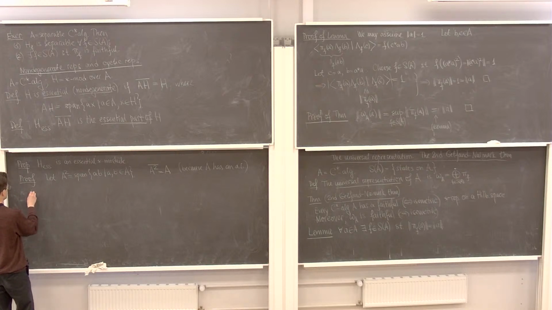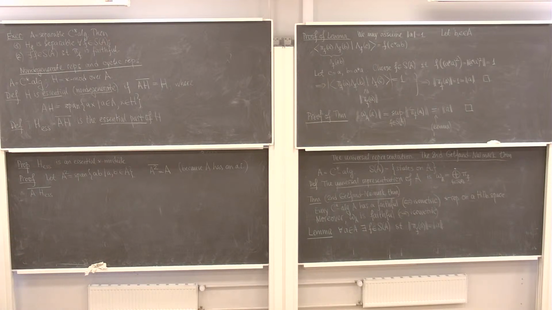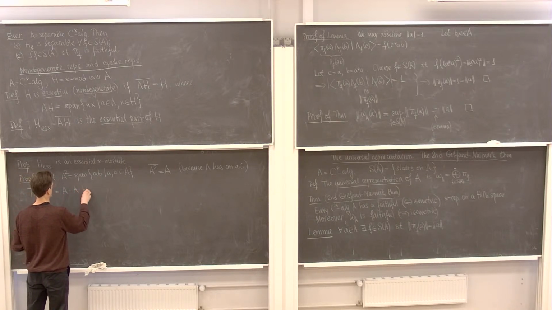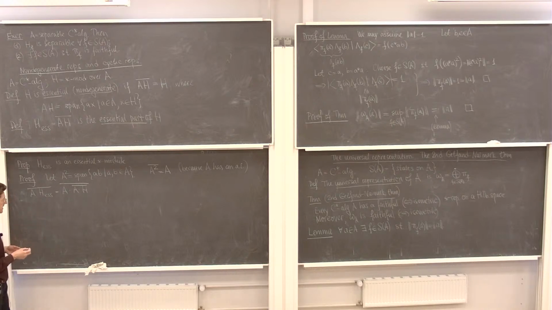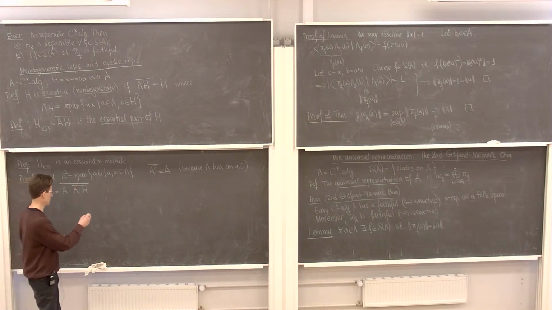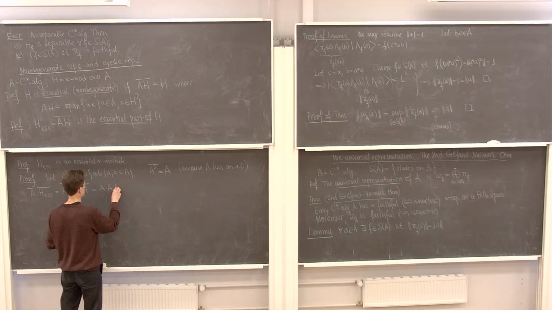Now, if we want to prove that the essential part is indeed essential, we must look at the closure of this submodule, and we want to prove that this is exactly the essential part. So what is this? Explicitly, this is the closure of A multiplied by A multiplied by H. We take the closure here, and we take the closure here. Now, by the continuity of the action of A on H, we can just remove this closure over AH. So we get this just by continuity.